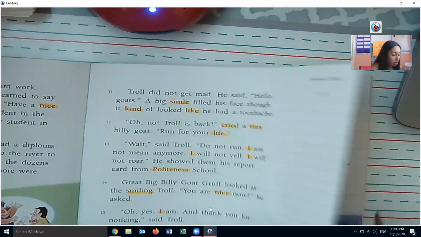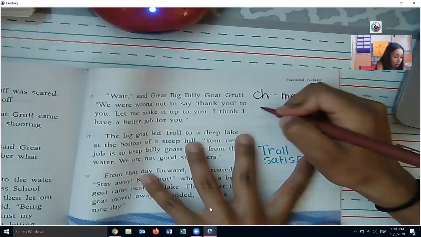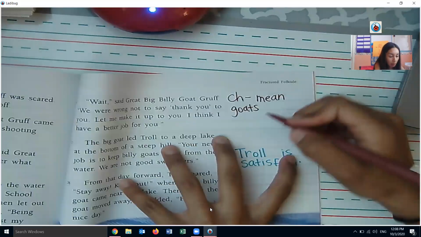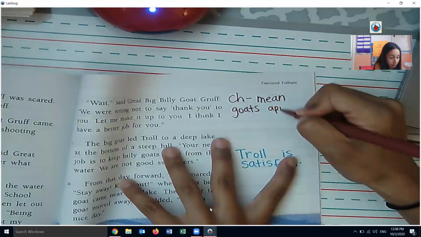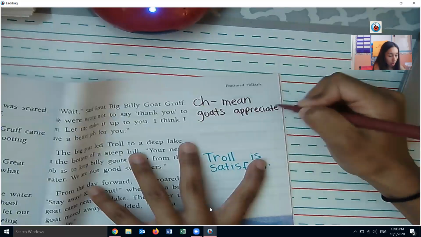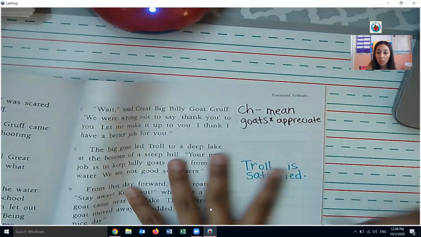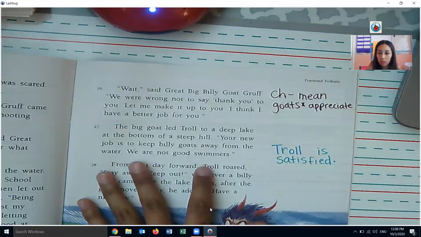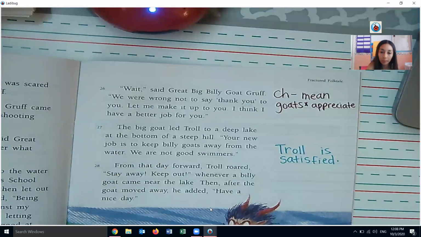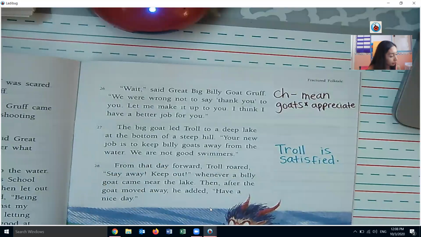But then another challenge is the goats. They're not being mean, but they don't appreciate what he's doing. They don't say thank you, they don't smile at him, they don't say hello, they don't appreciate that he's there saying hello to them, thank you for coming. They don't appreciate him at all. They're just kind of ignoring him. That's another challenge he had.